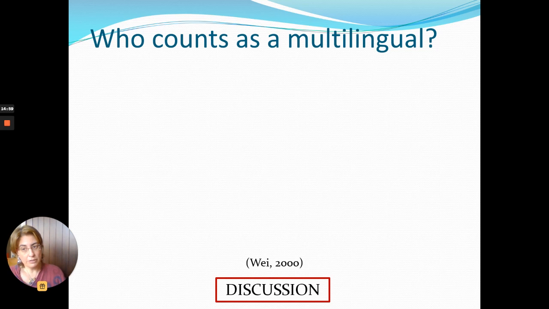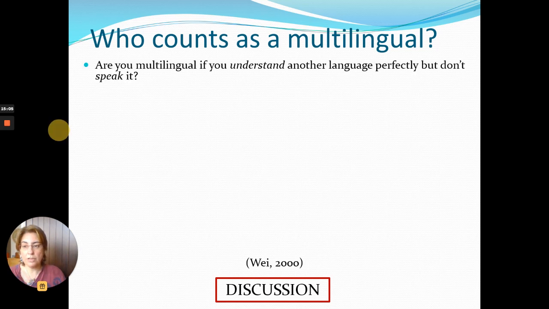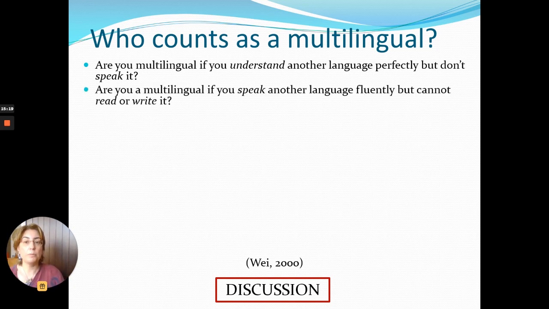So when the question of who counts as multilingual comes up, we have to consider many scenarios. For example, are you multilingual if you understand another language perfectly but don't speak it? Does that make you multilingual in the one that you only understand? Are you multilingual if you speak another language fluently but cannot read or write it?